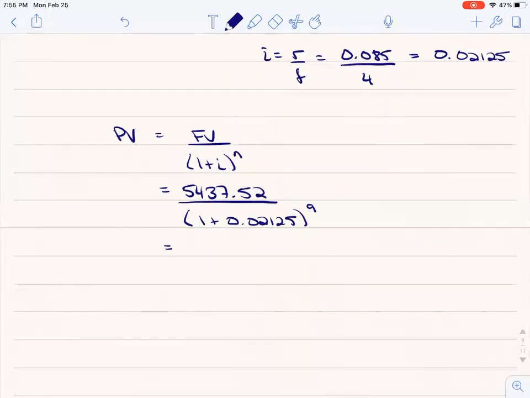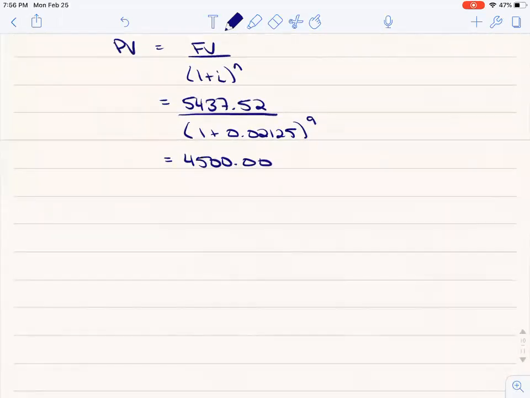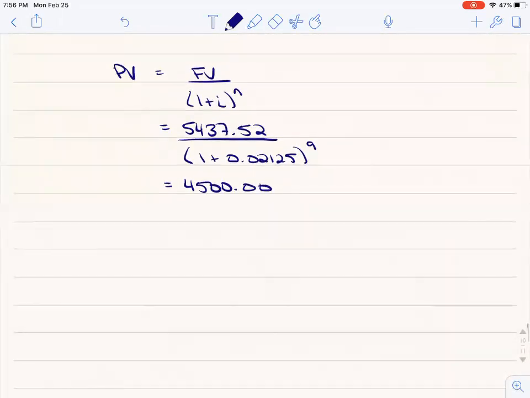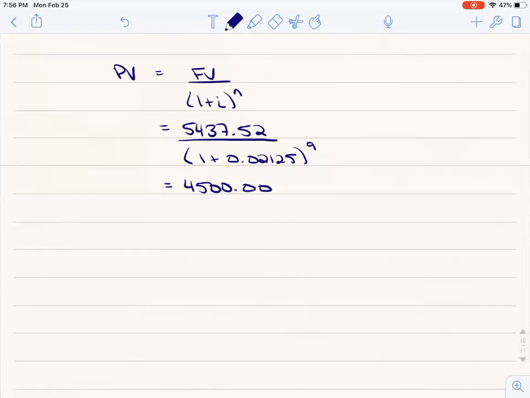Which works out to an even $4,500, 0 pennies. Any questions about that?